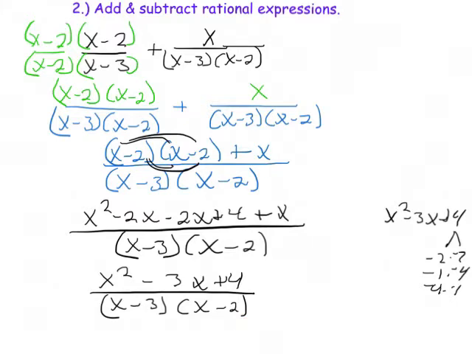Now go back to the directions. Let's look at the directions, and does it tell us to restrict the domain? Because if it does, then we have to set the denominator equal to 0 and solve. And I don't see that it does. So, at this point, you are finished.